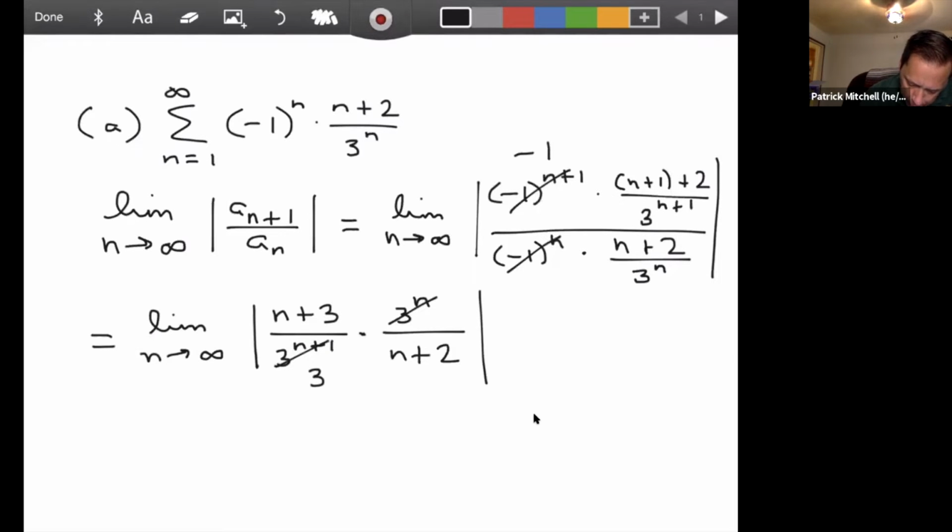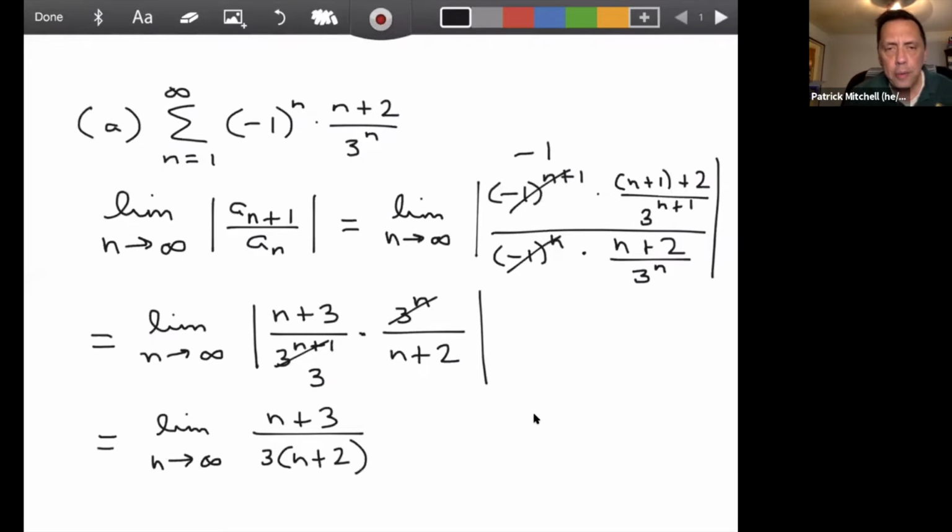and just leave a 3. And now we can forget about the absolute value, because everything inside the absolute value is positive. Really, all the absolute value did was kill that negative 1. So we are left with n plus 3 over 3 times n plus 2.